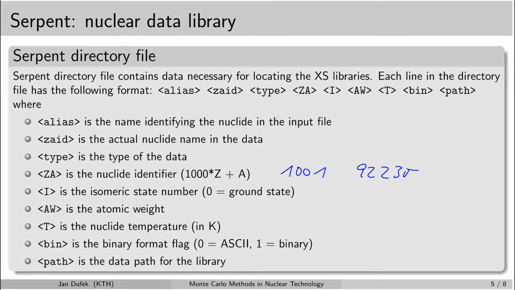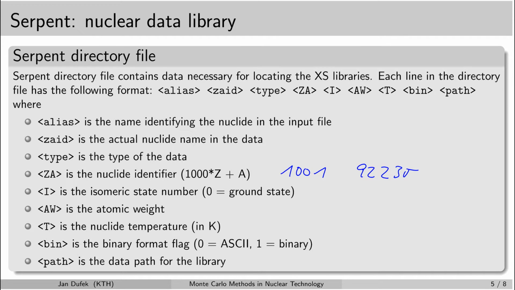When you need to find the name for a specific nuclide for a specific temperature, you need to basically check this nuclide identifier and the temperature, right? And once you have located the correct nuclide, the correct cross-section, you just use this alias name in your input file. The next input here decides whether the cross-section is in the binary or ASCII form.